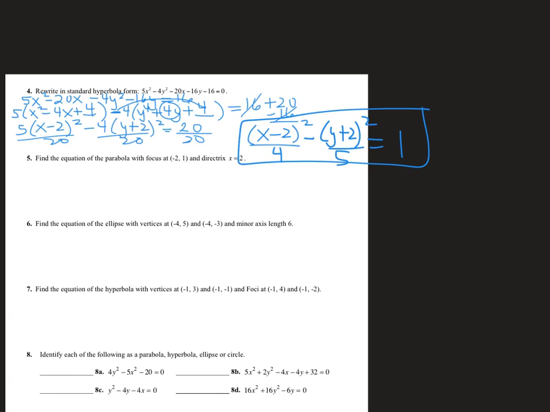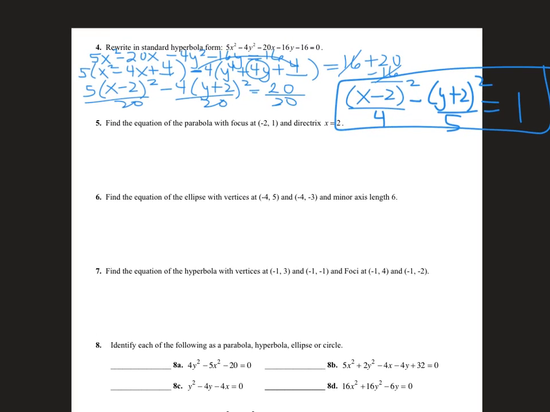So there it is. And it didn't ask you to find anything else. It didn't ask you to find any of the parts or anything. So we can just leave it. All right, so the next one is find the equation of the parabola.